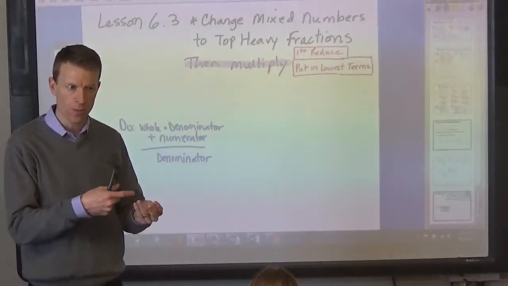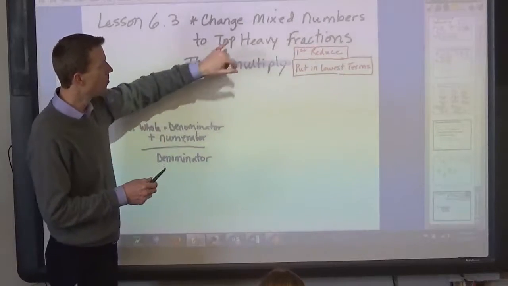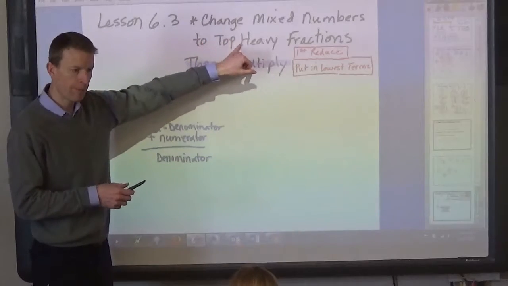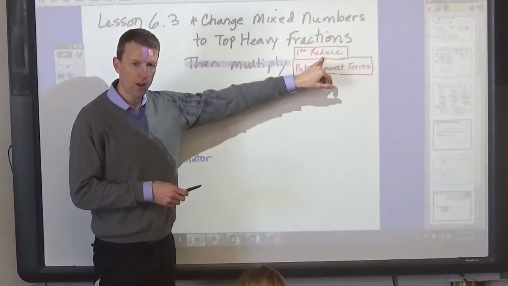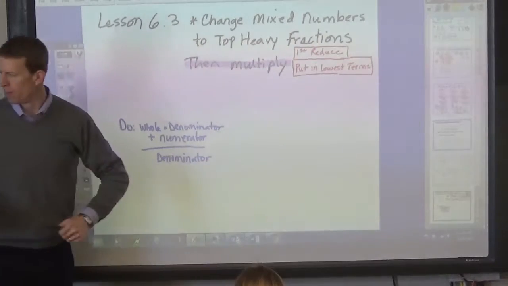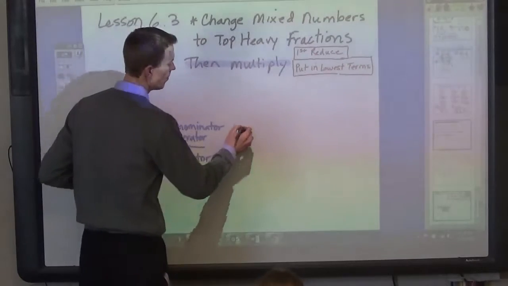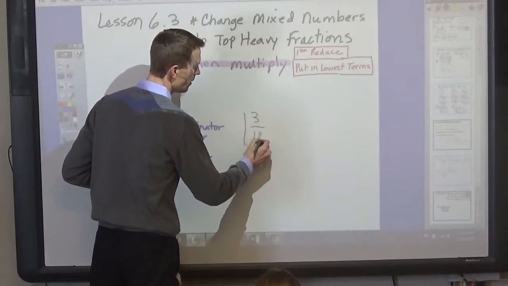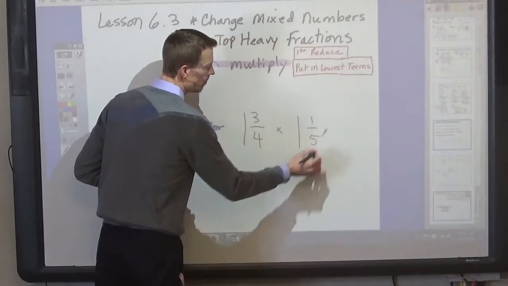Okay? So that's what I want you to be able to do by the end of the day today, is to be able to change mixed numbers to top-heavy fractions, and then factor out common factors before you multiply. Okay? Page 174. Look at the first example. 1 3/4 times 1 1/5. So write down this example. 1 3/4 times 1 1/5.